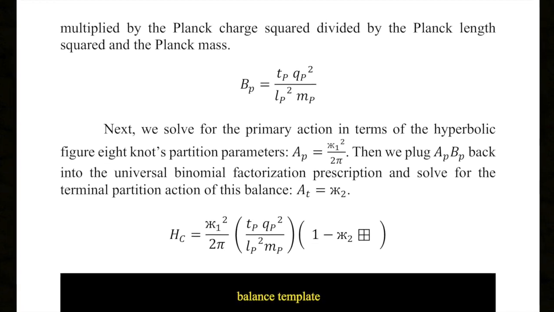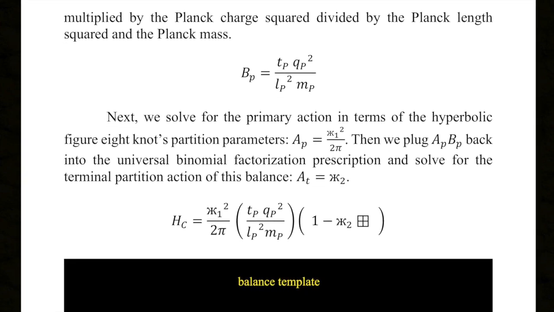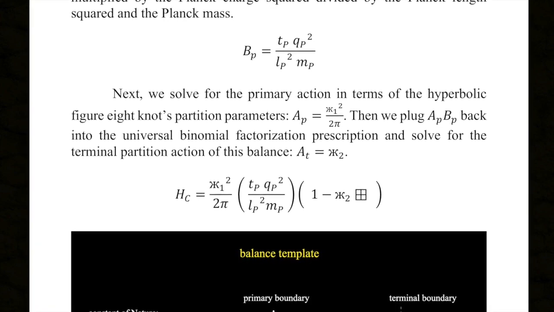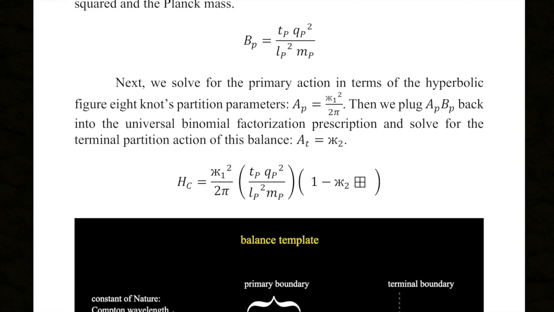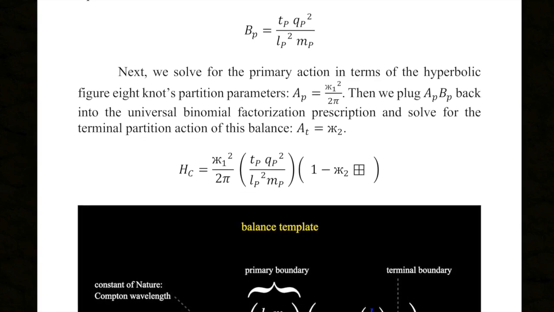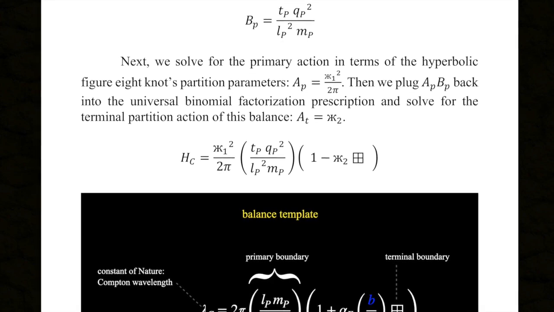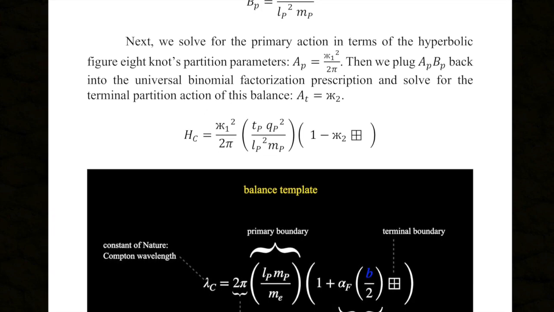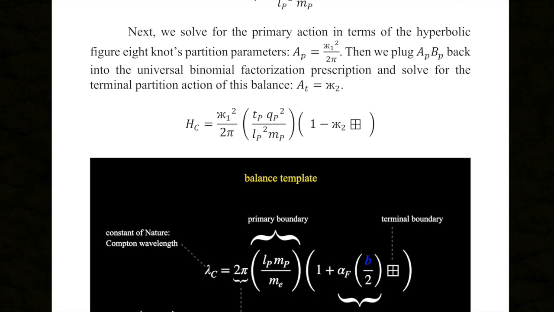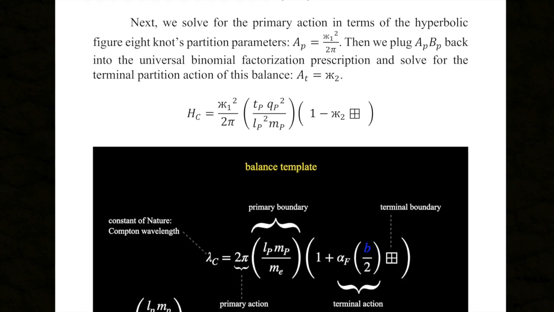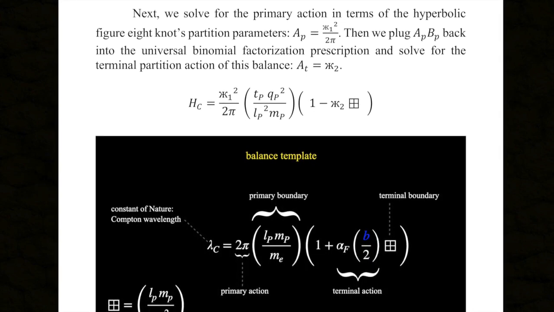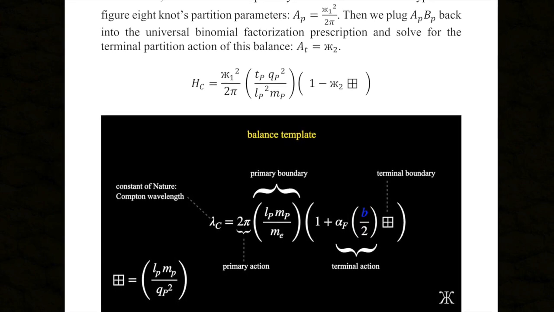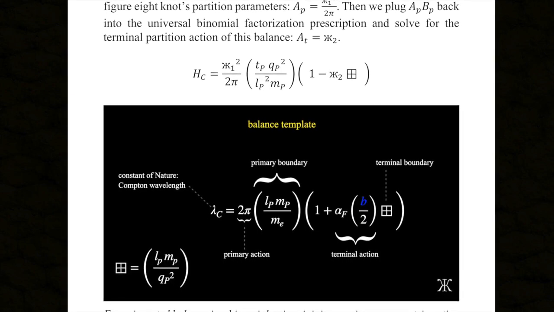Then to finish up, we plug in the primary partition action and the primary boundary intersections back into the universal binomial factorization prescription and solve for the terminal partition action of this balance, which ends up being simply the second partition constant of the hyperbolic vortex. In general, therefore, we're saying there's a balance template because of the division structure of this minimum geometric construction. There's a balance template. It instructively informs us of the 2-part players in each balance.